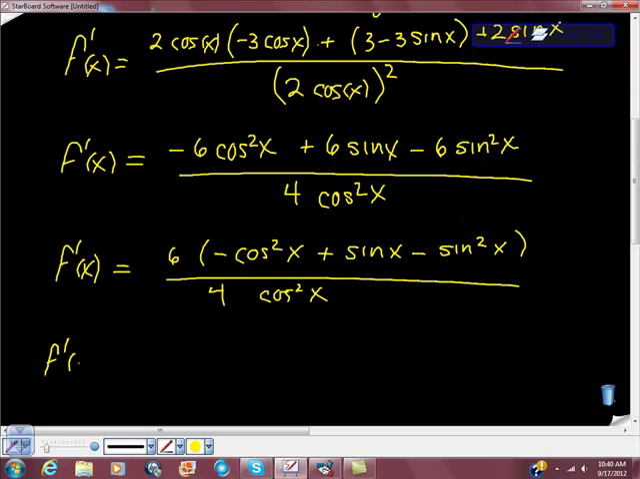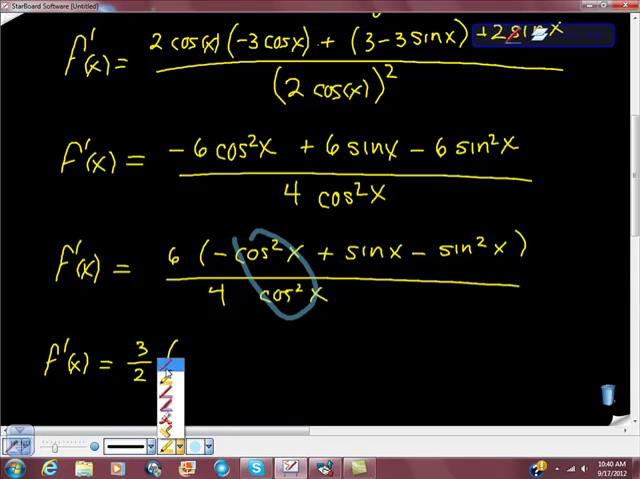So I'm going to get f prime of x is equal to 3/2 times... now look, can you see what I'm doing here? See if you can follow me on this. I'm looking at this over this now. That's negative 1, isn't it? So that's negative 1. Now I'm going to look at this. Sine over cosine is what? Tan. Oh, can't do that. Oh, I wanted to do that.